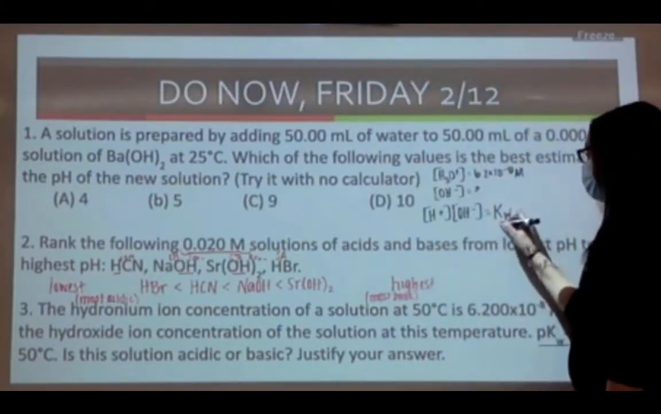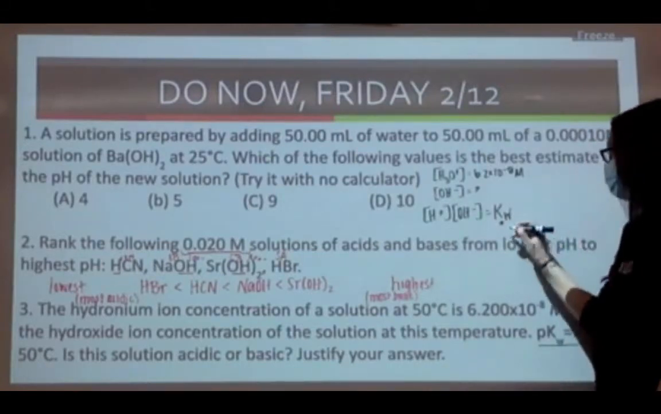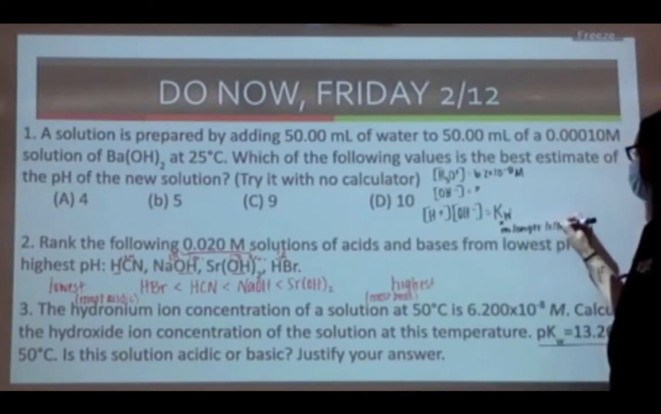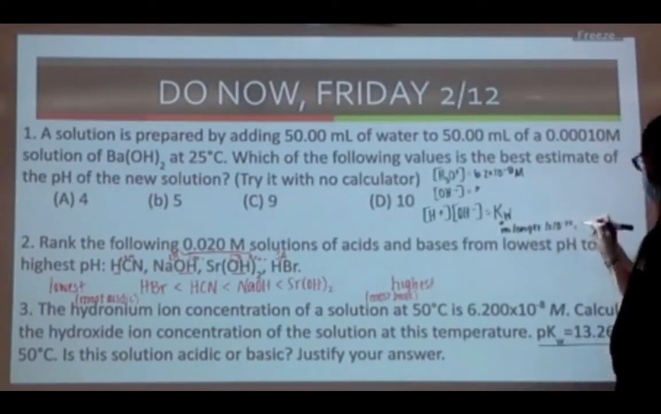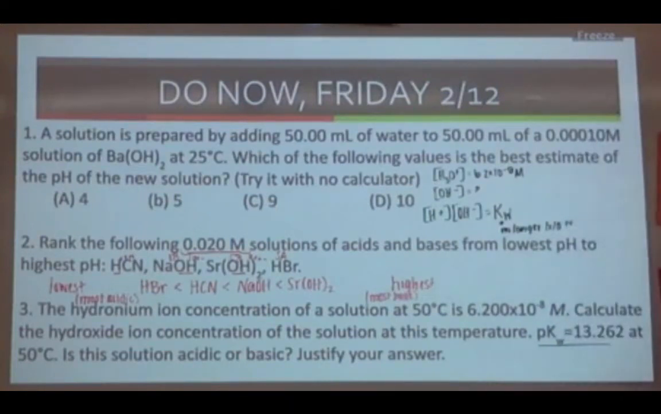However, this value of Kw is different. This is no longer 1 times 10 to the negative 14th, because we're not at 25 degrees Celsius. Instead, they gave us this pKw. We've been talking about this p in front and how they give us K values using the pKa or pKb or pKw.